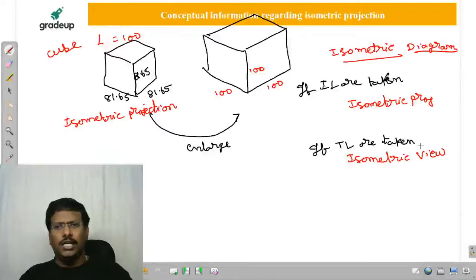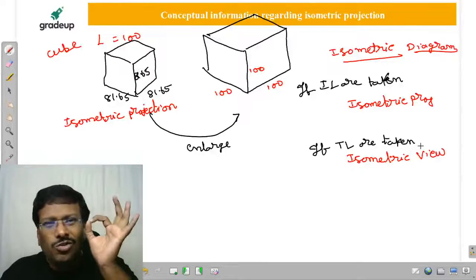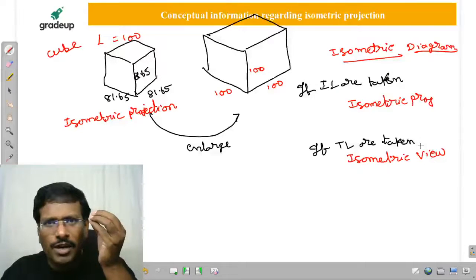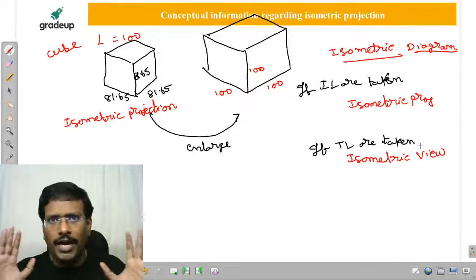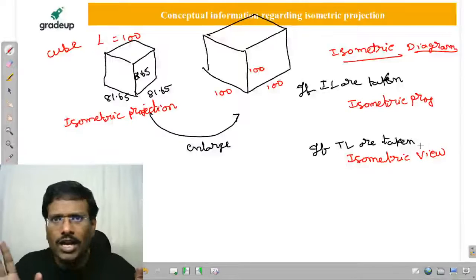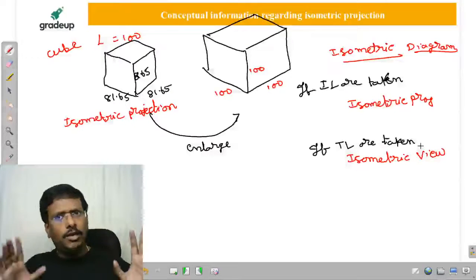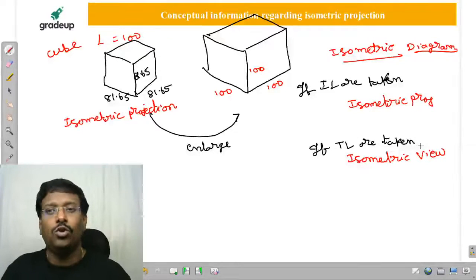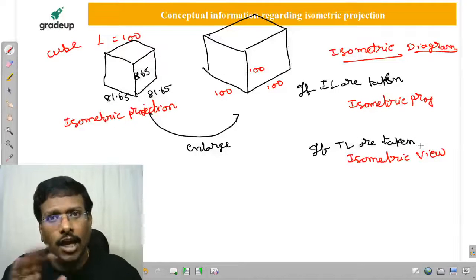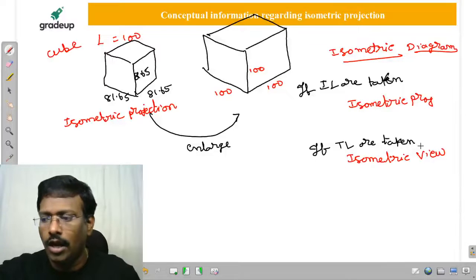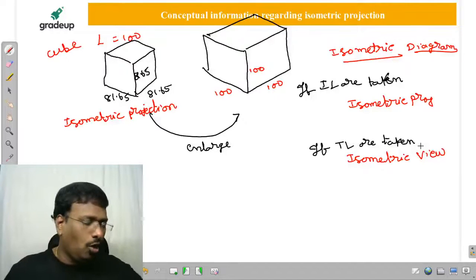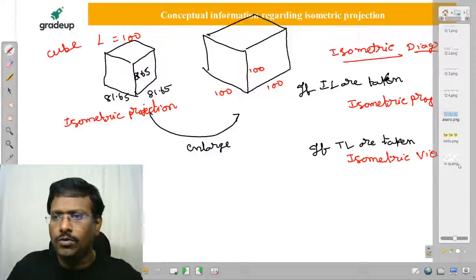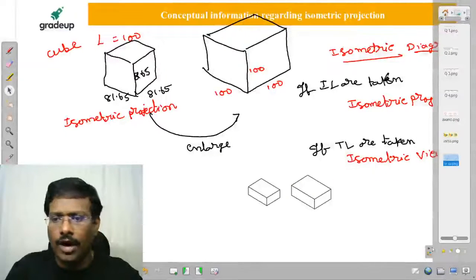In 99% of the colleges we are informed to draw isometric views only. Even if the question paper says isometric projection, up to my knowledge, no one draws isometric projection. They take the actual dimensions and draw it. That's why they draw isometric views only, not isometric projection. I hope now you are clear on this. So for that, I will show one diagram which will give you some idea.